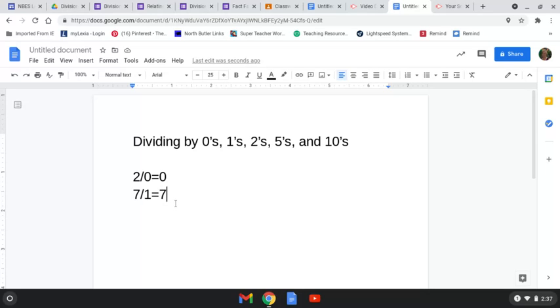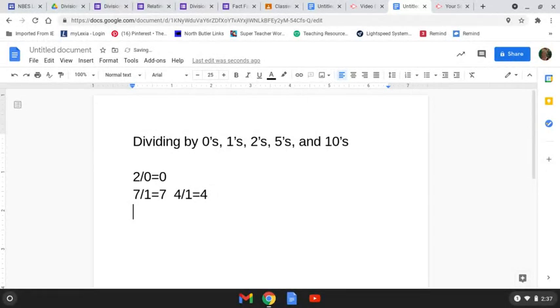Okay, let's try another one. 4 divided by 1. Okay, how many ones are in the number 4? Let's just count by ones till we get to the number 4. 1, 2, 3, 4. There's 4 stars. Okay, so your answer is 4.